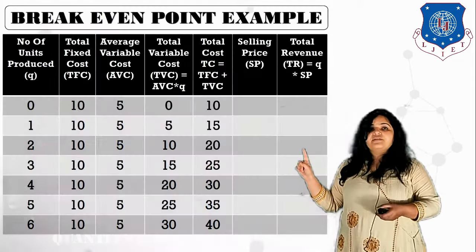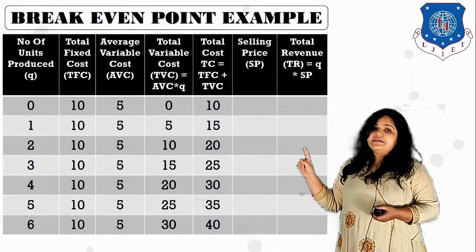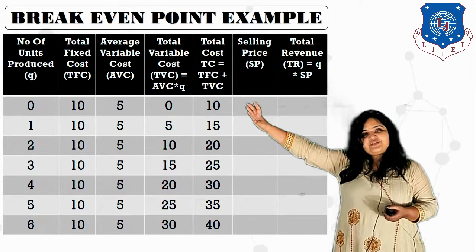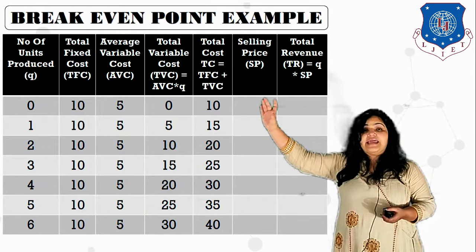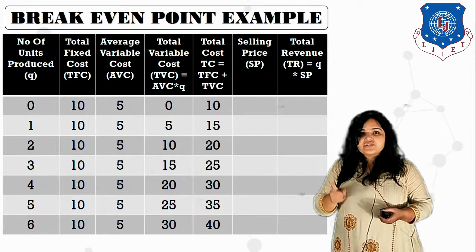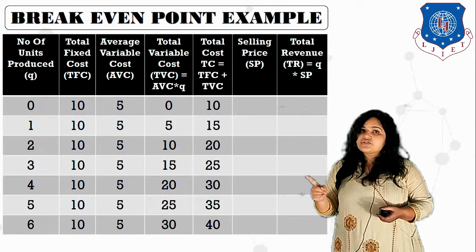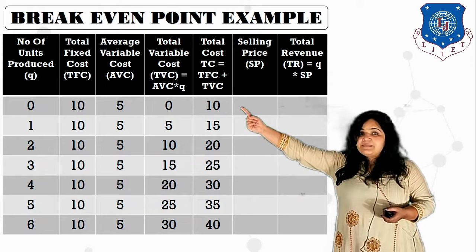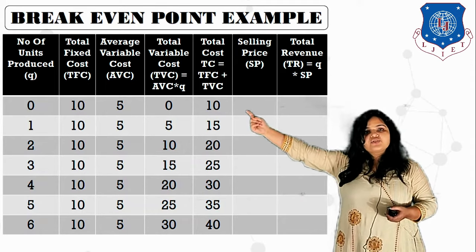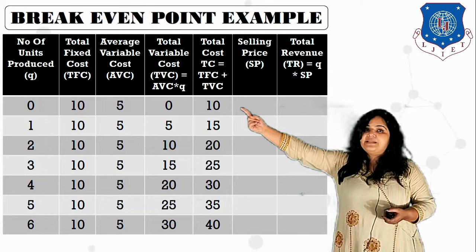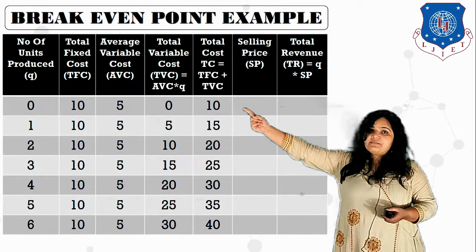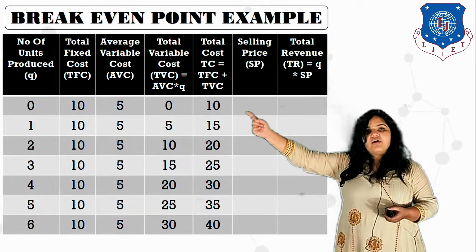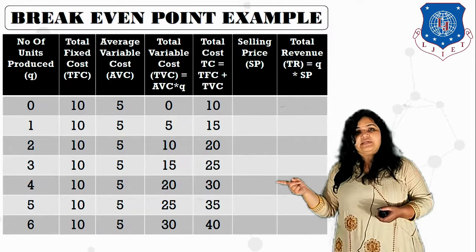Let us move further and understand one more quantity, which is total cost. If you remember from the previous lecture, our total cost is just the addition of total fixed cost and total variable cost. And even if no units are produced, there will be some total cost, because total fixed cost is equal to 10. Though I got total variable cost equal to 0, I'll get total cost equal to 10, because it will be 10 plus 0 is equal to 10.